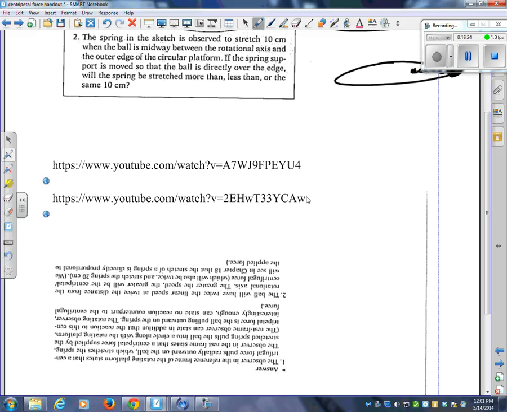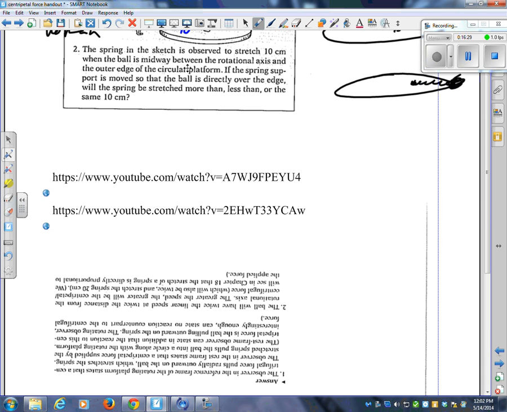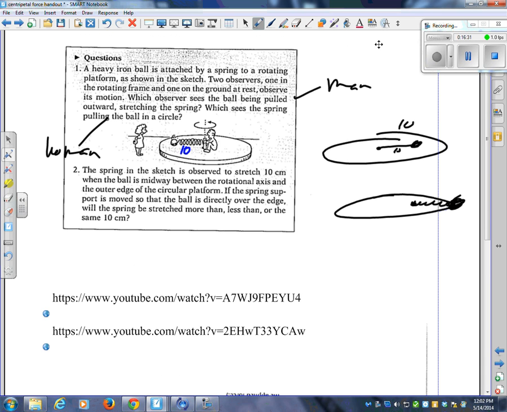The ball will have twice the linear speed at twice the distance. What does that mean? It'll be moving twice as fast. Why does it have to move faster? Because it's got to go farther around in the same amount of time. So it's got a greater linear speed at twice the distance. The greater the speed, the greater will be the centripetal or centrifugal force, which will also be twice in strength, so the spring stretch will be 20 centimeters. So this will not be 10, it'll be 20. Farther out.